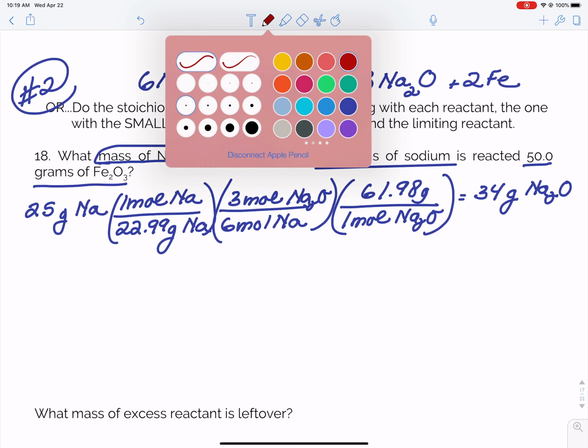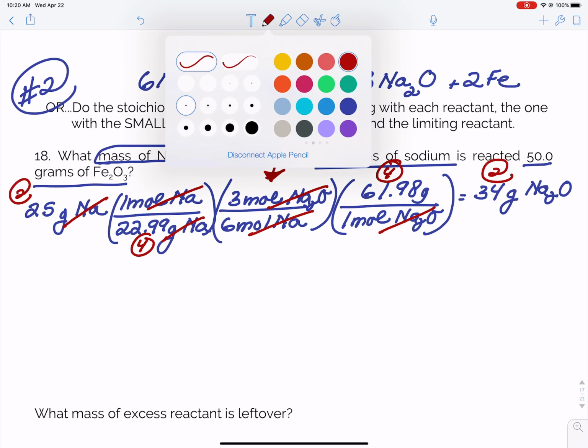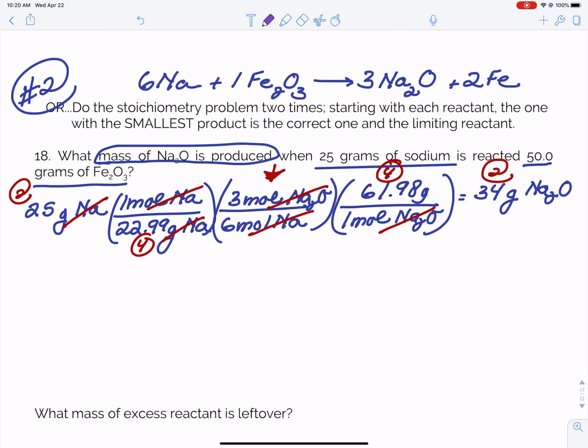Just double checking my stoichiometry here: my grams units and my moles units cancel out. This number has 2 significant figures, and any numbers from the periodic table have 4, so that's why my answer just has 2. And remember, it's only the middle mole over mole parenthesis that uses the coefficients from the balanced chemical equation. So I know that if I use up all my sodium, I'll be able to make 34 grams of sodium oxide.